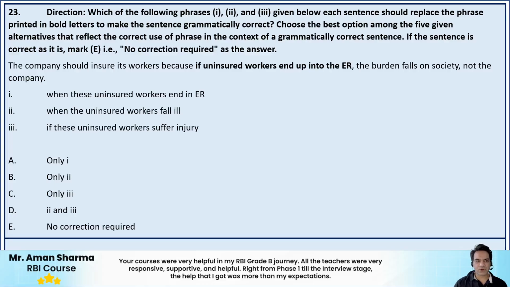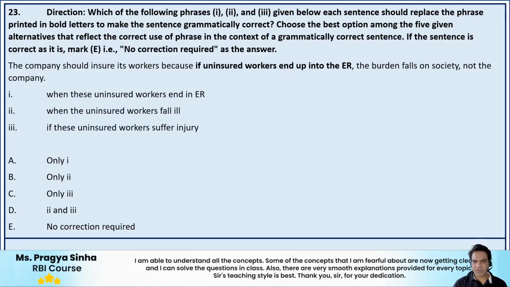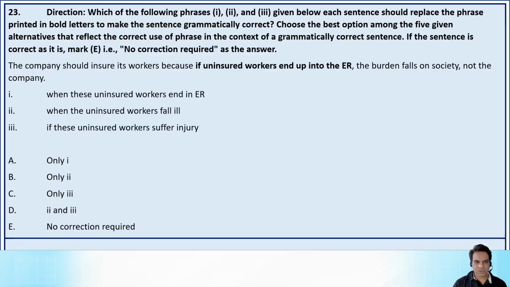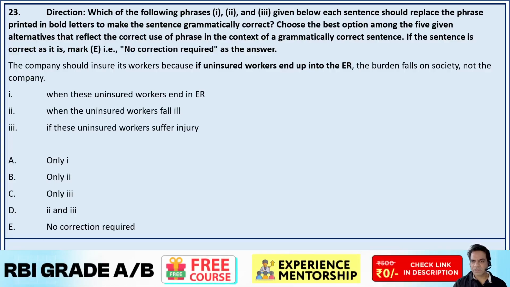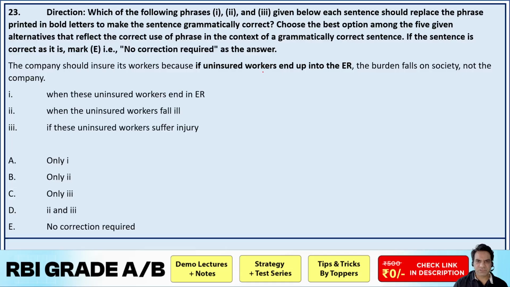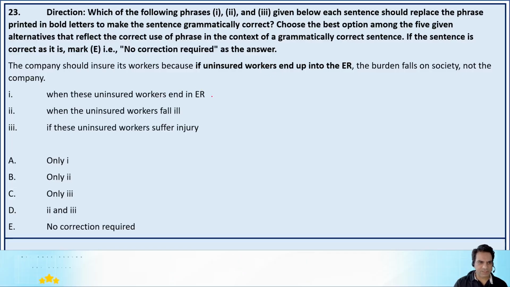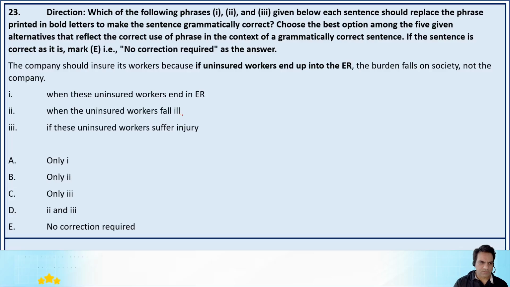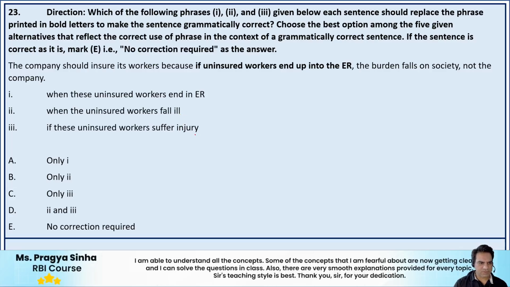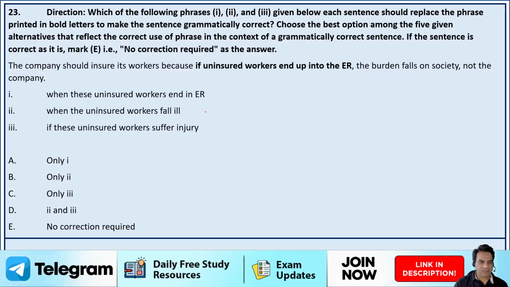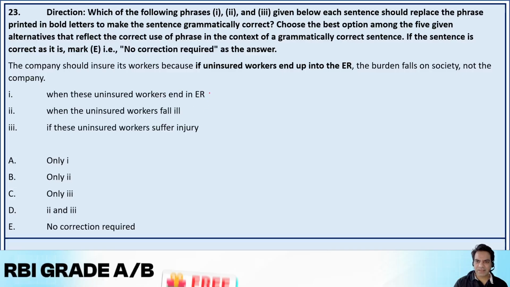Next, the company should insure its workers because if uninsured workers end up in the ER, the burden falls on society, not on the company. So the company should insure its workers because if uninsured workers end up in the ER, the burden falls on society, not on the company. When the uninsured workers fall ill, if these uninsured workers suffer injury, yes, guys, when these uninsured workers end up in the ER.